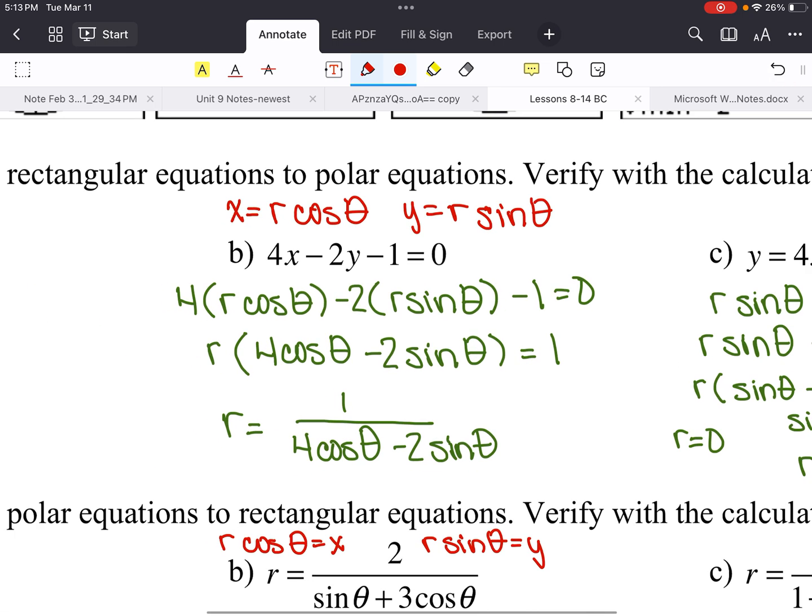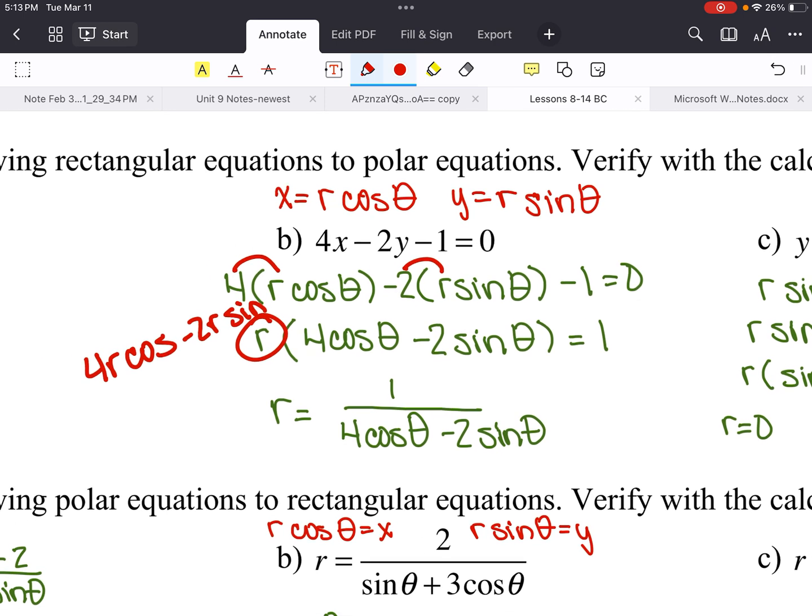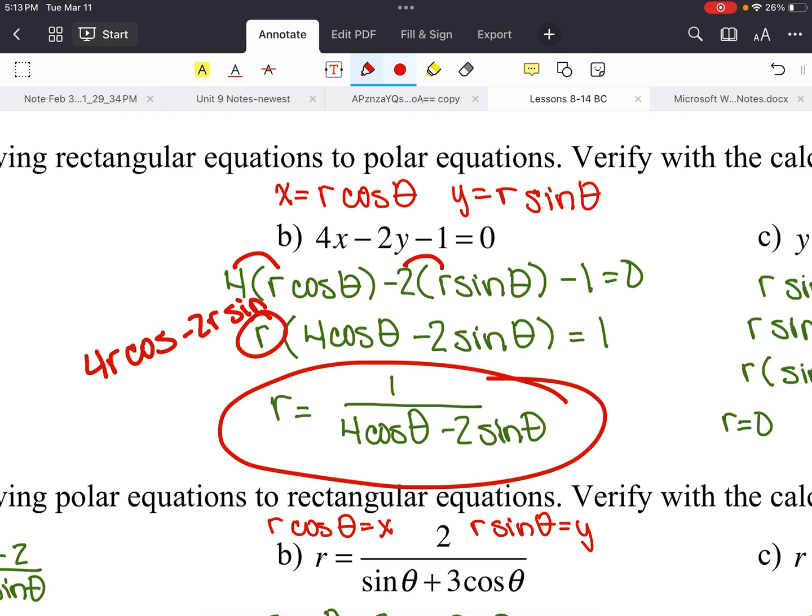I don't know what happened to my screen there. I want an equation that has r equals. So I can distribute the 4 and distribute the negative 2. So that would give me 4r cosine minus 2r sine. I want to get r by itself. So I factored out an r. Well, I added the 1 to both sides also. But I factored out an r. And then once I factored out an r, now I can divide by all of that stuff that's with the r. So there we've got r all by itself.